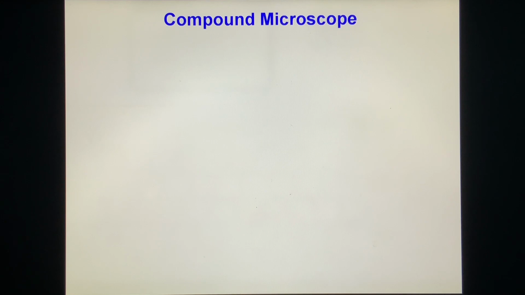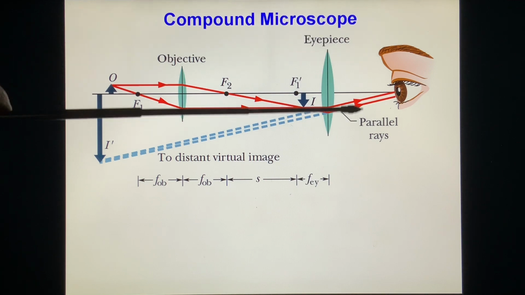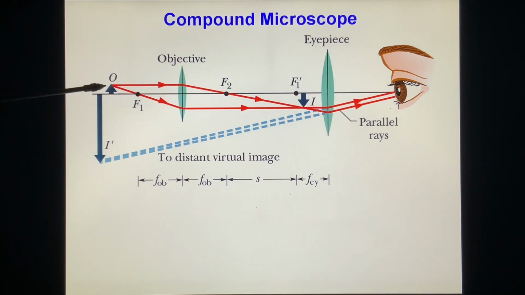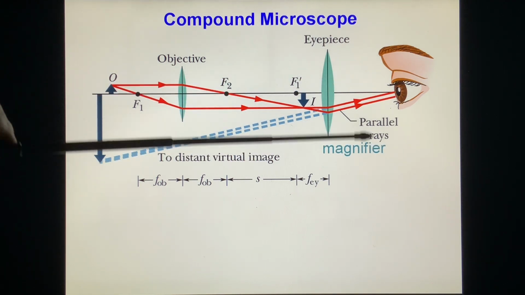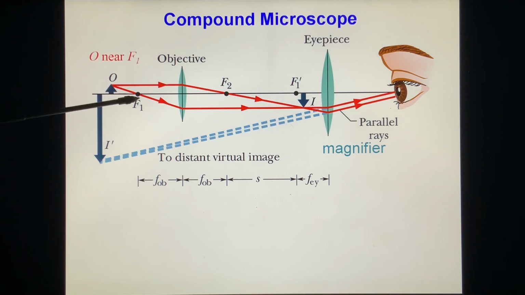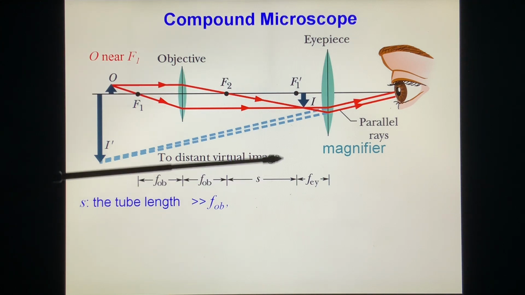Compound microscope. We have an objective lens and an eyepiece lens, and we make this a magnifier. We will talk about it later. We make the object very close to f1. We also let the whole tube length S be much larger than f_OB, the focal length of the objective lens. This is exaggerated. We call this S, the tube length.